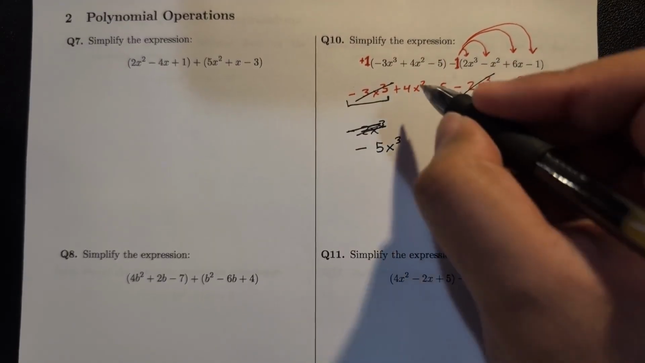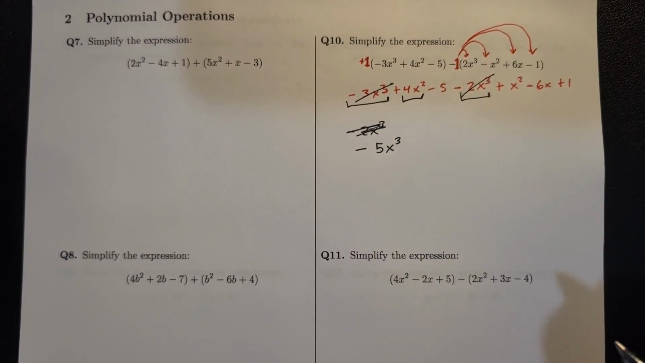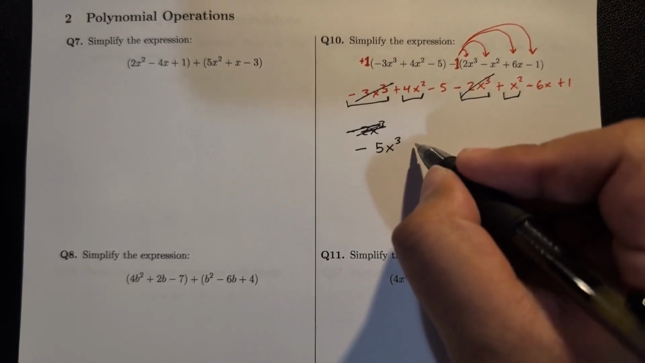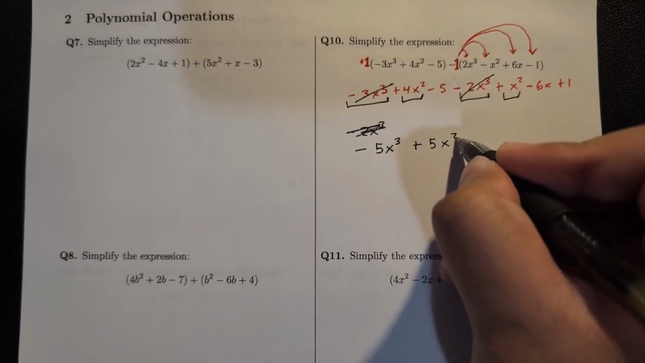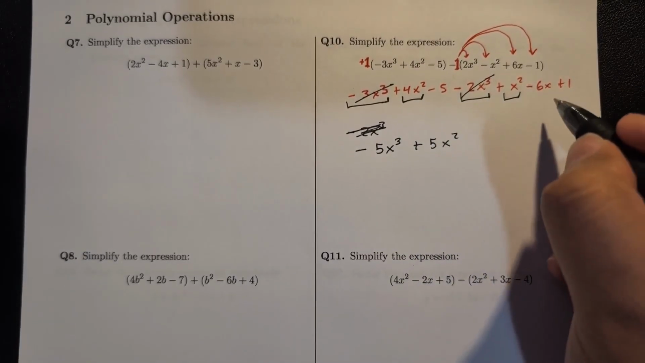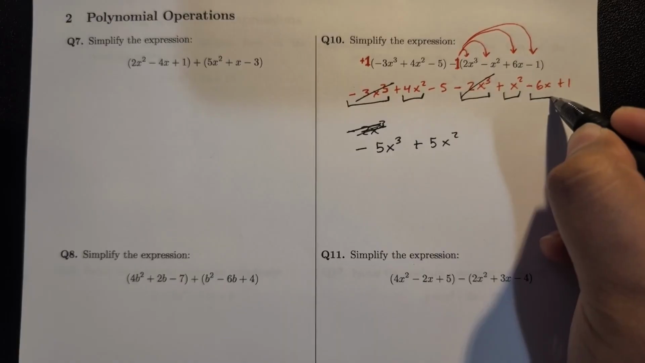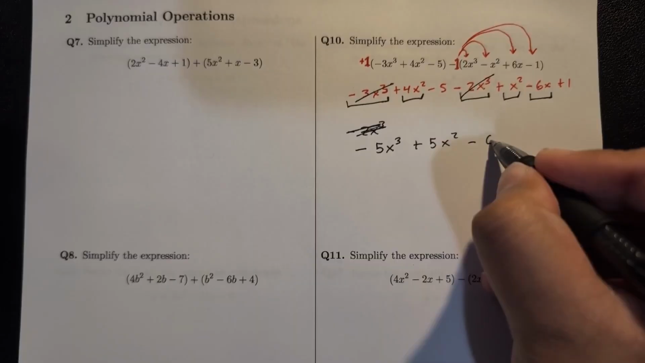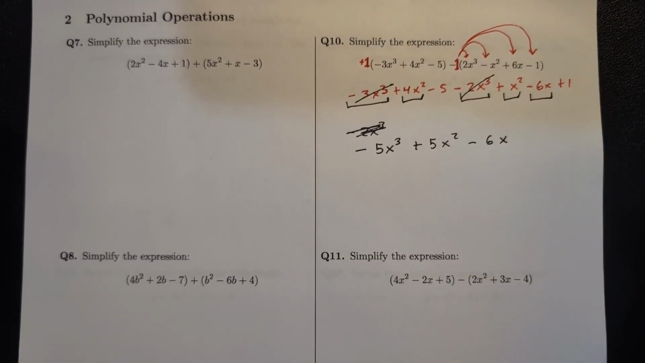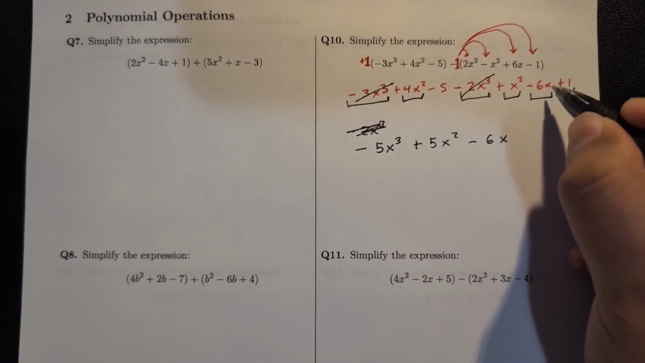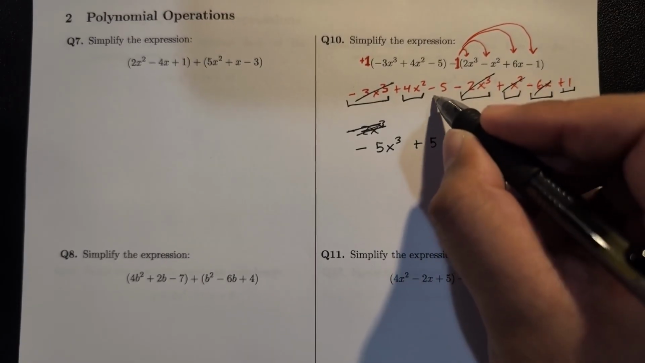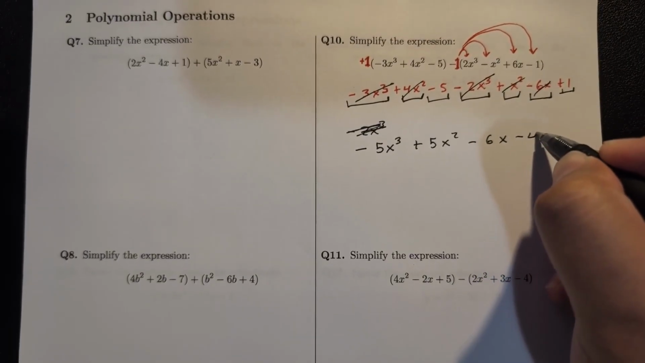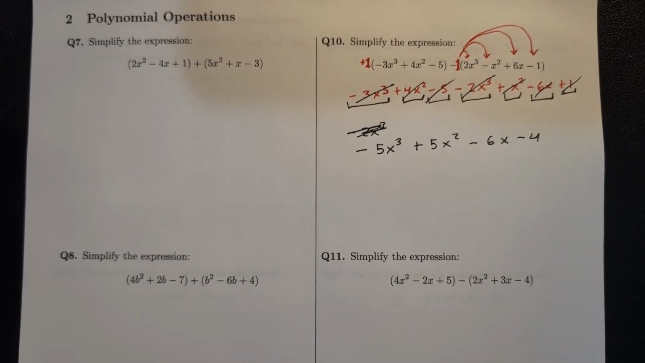Let's combine that. Now we could continue. 4x squared, I can combine it with this 1x squared for 5x squared. Next, there's negative 6x. I can't combine it with anything else. Stays as negative 6x. And then plus 1, and this minus 5. That gives me negative 4. And that is my final result.